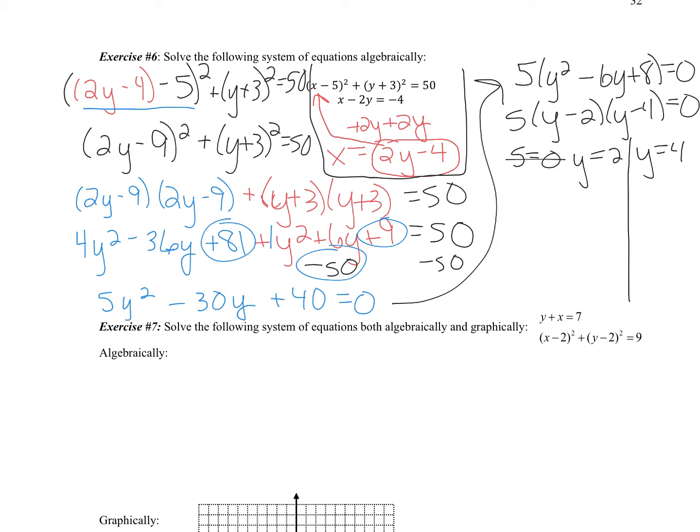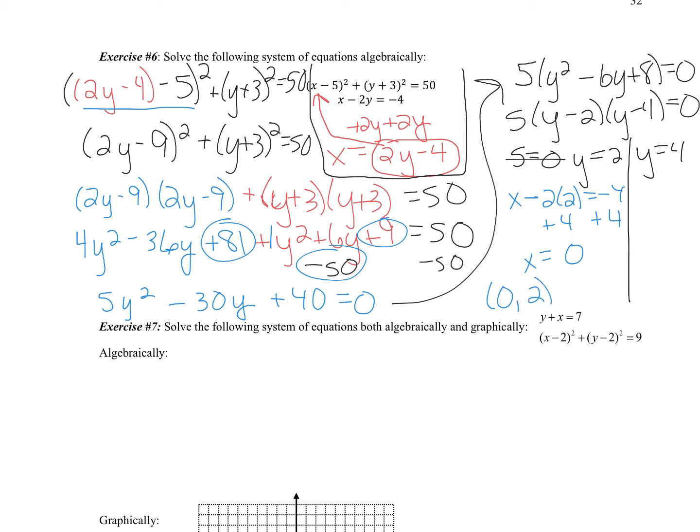So here, if I plug in a 2, that gives me x minus 2 times 2 equals negative 4. I'm going to add this 4 over because 2 times 2 is 4, and we have negative 4. So that's actually going to give me x equals 0. So at this point, my x is 0, my y is 2.